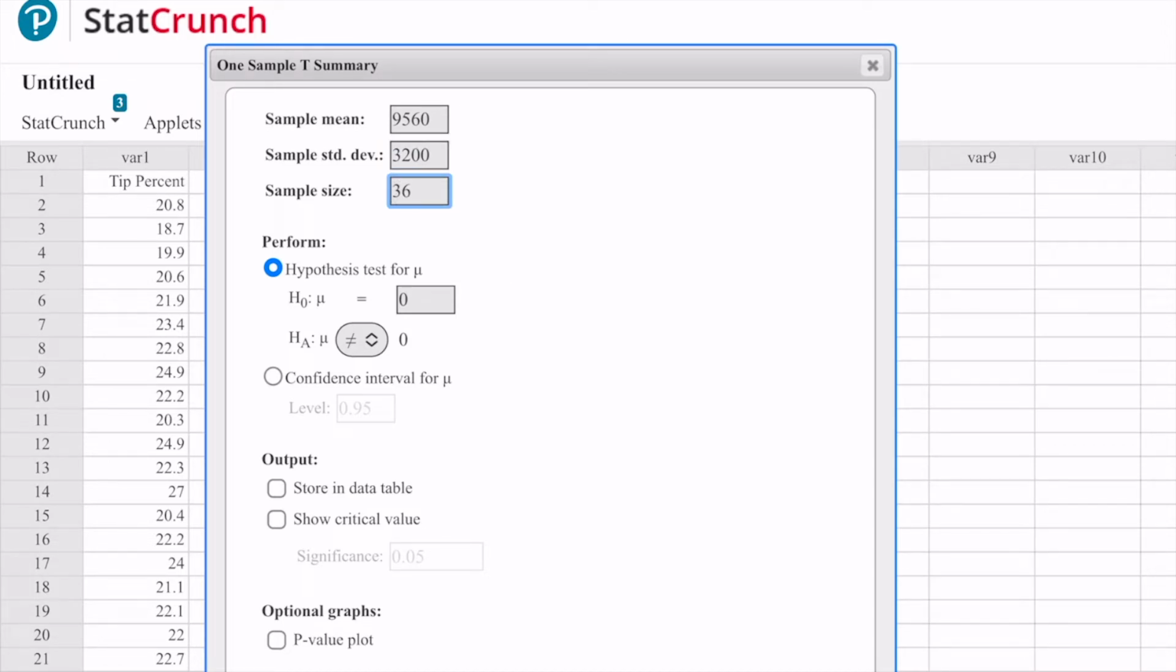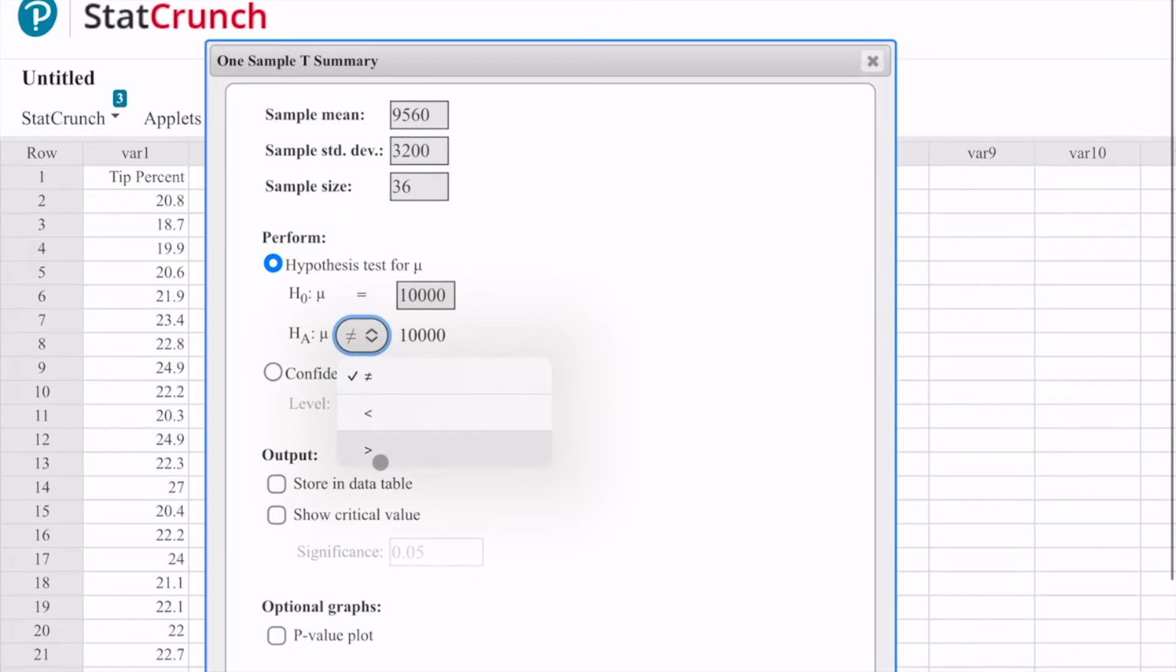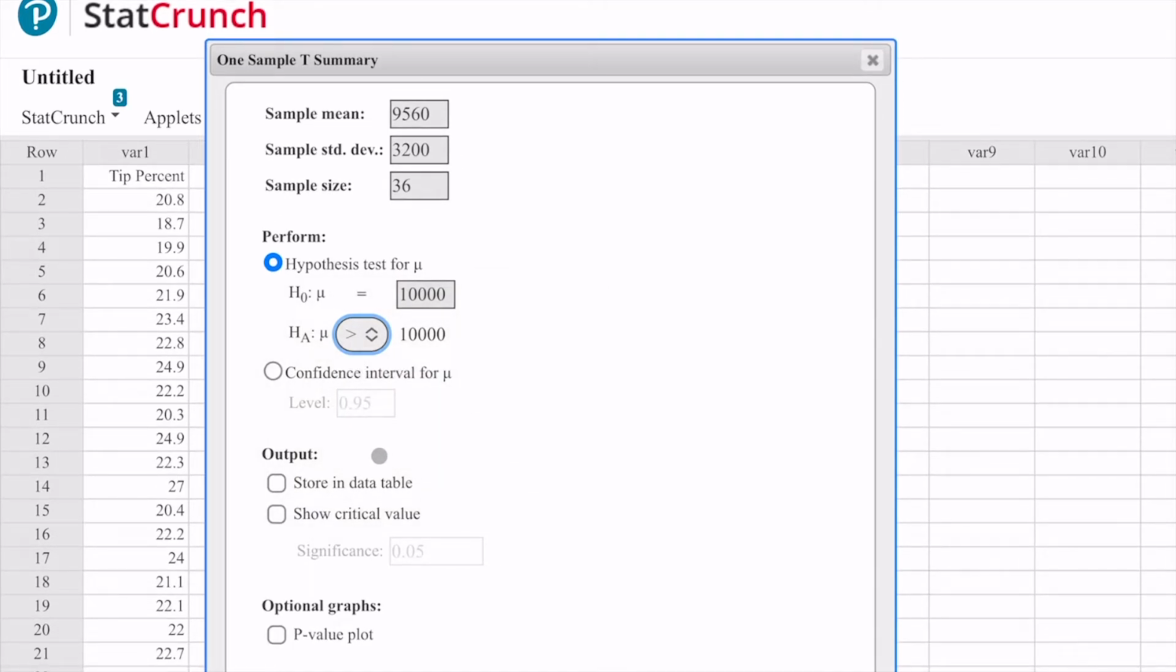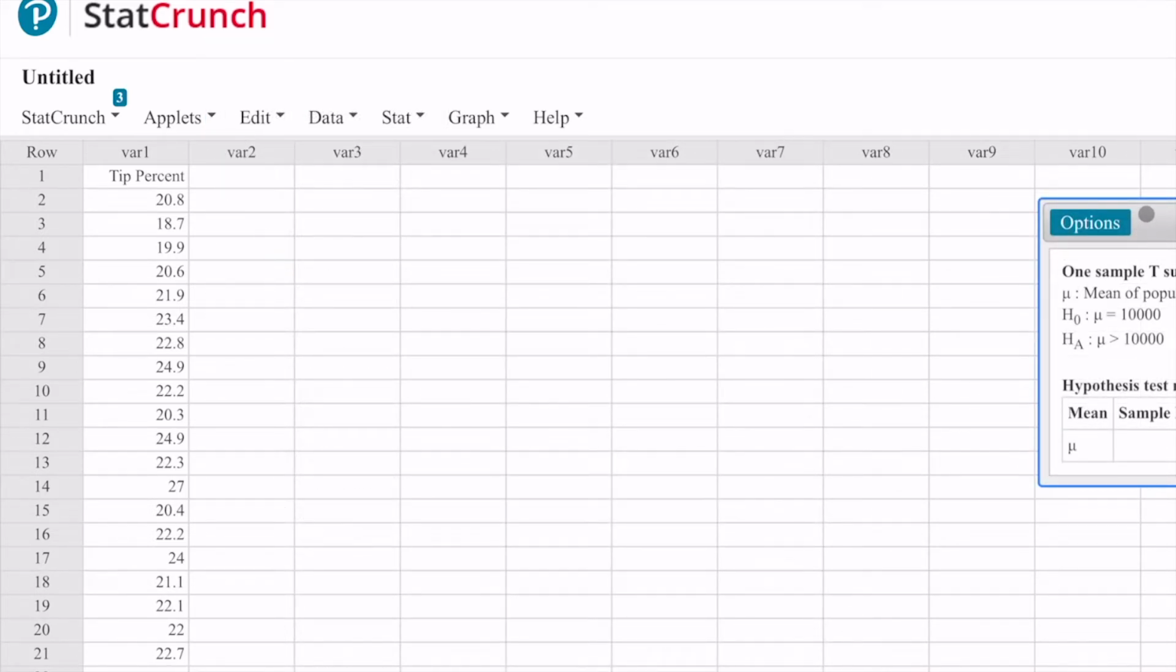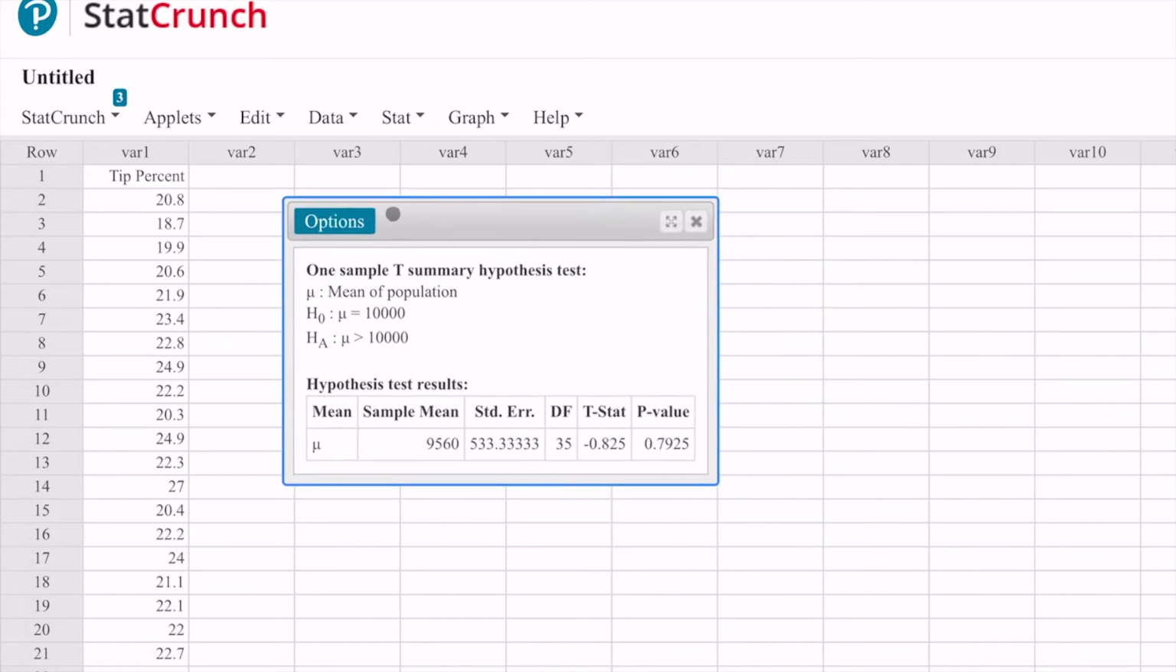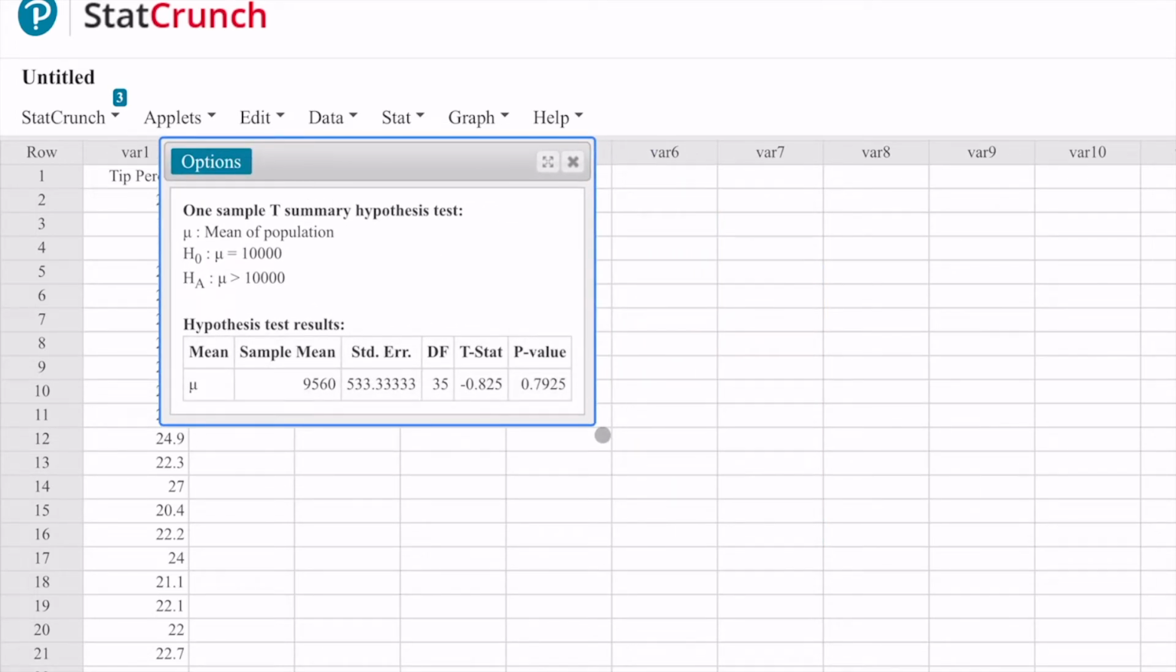Now we're going to perform a hypothesis test this time for the mean. Our null hypothesis was that the mean equals $10,000, so we're going to type in 10,000. And our alternative hypothesis was that it was more than 10,000, so make sure you select the correct one. That's all you've got to do, folks. We go to Compute. Drag this over for you guys.